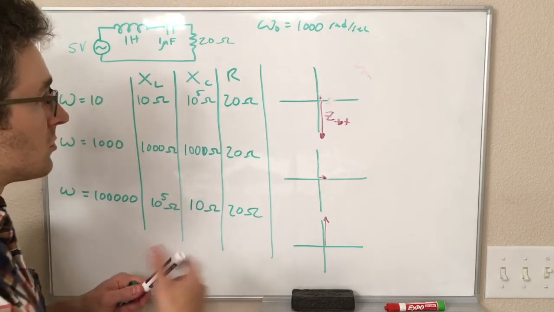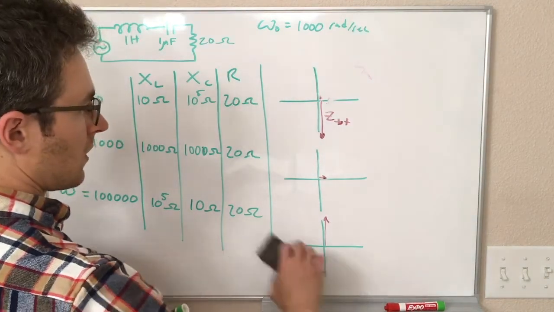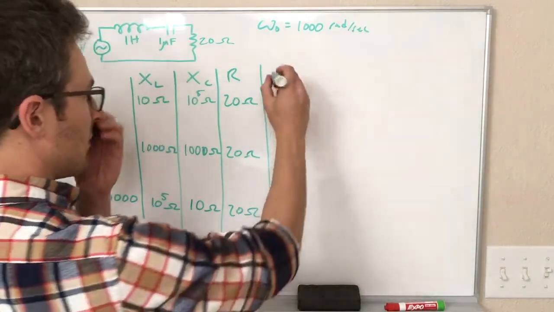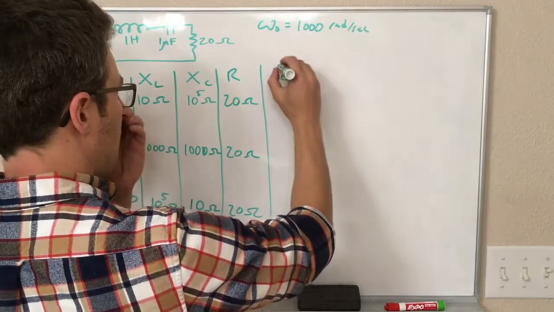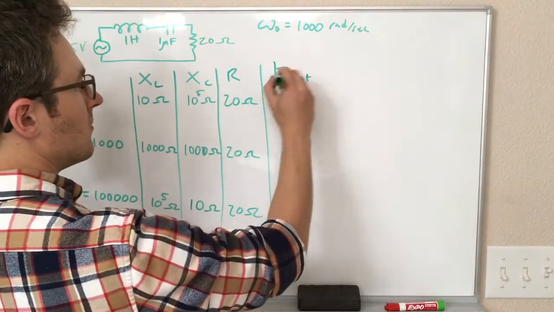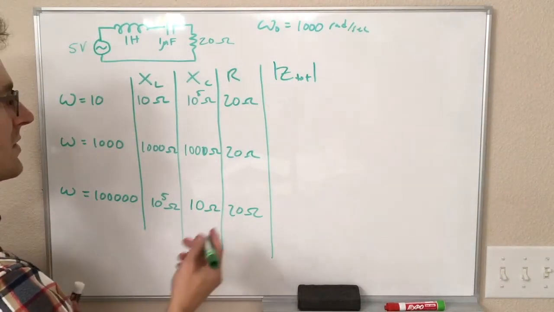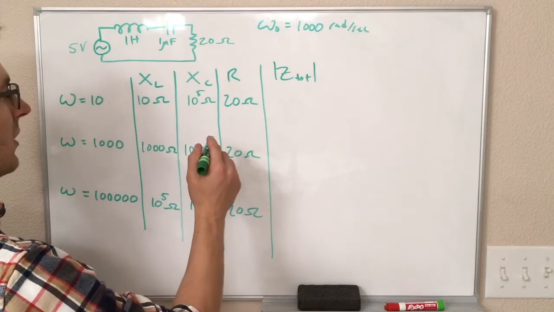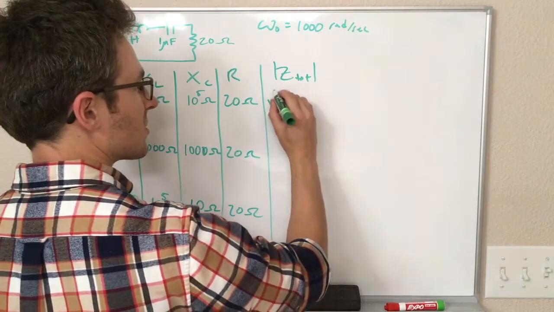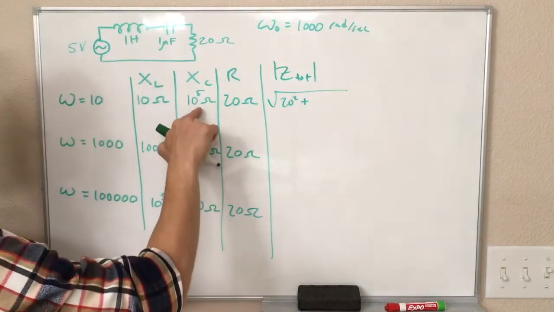Our total value of Z, I can erase these. If we want to figure out the total value of Z, this is like the magnitude of Z total. We'll just do one of these and then you'll see why we don't need to do all these. So in the real direction, we have 20 ohms. So this is like the square root of 20 squared plus the difference between these.